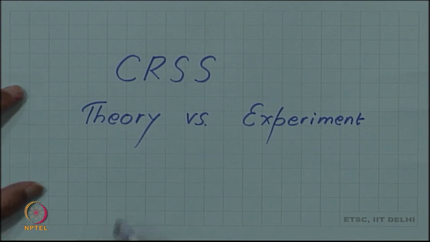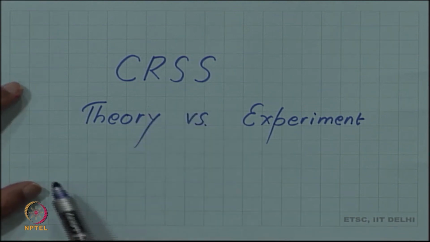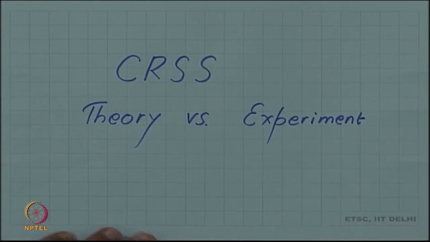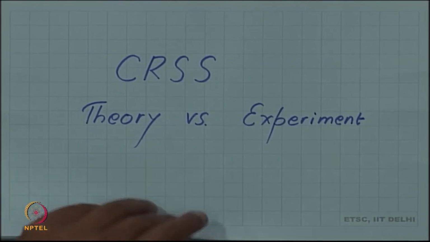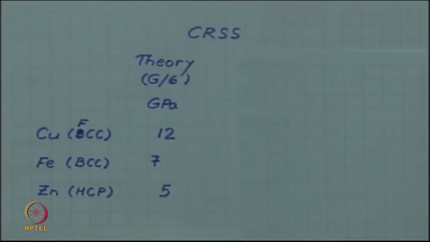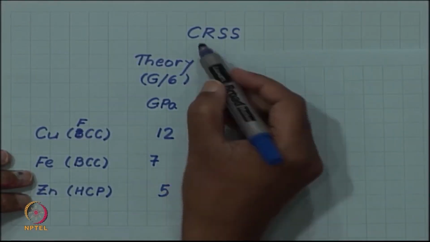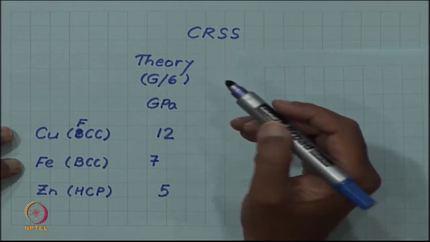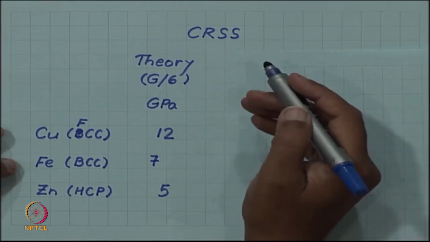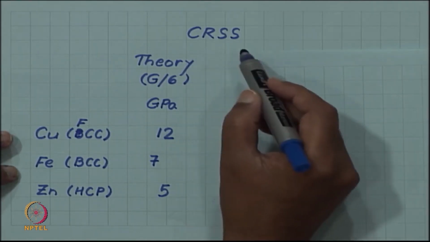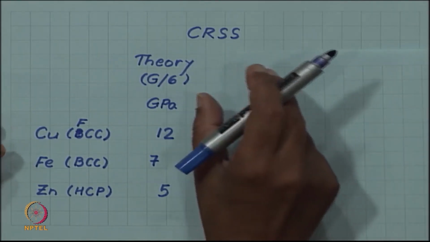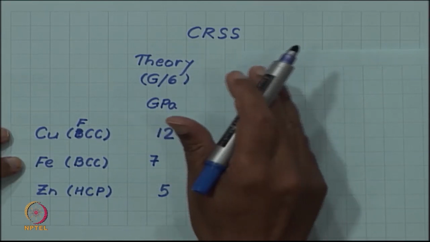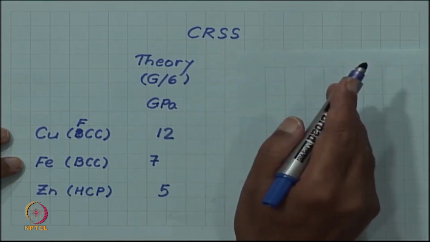So, in this video let us compare those theoretical values obtained by that kind of calculations with experimental values which were also available. As we saw, critical resolved shear stress was established as an important parameter because, for a single crystal, its value was independent of the orientation of stress axis. This is the content of Schmidt's law, whereas the yield stress was orientation dependent.